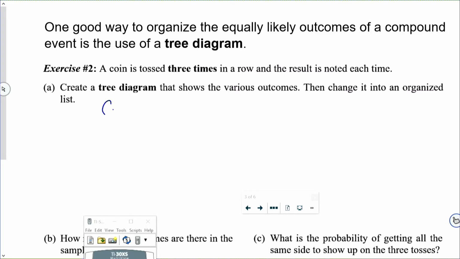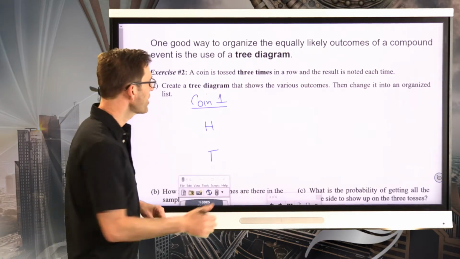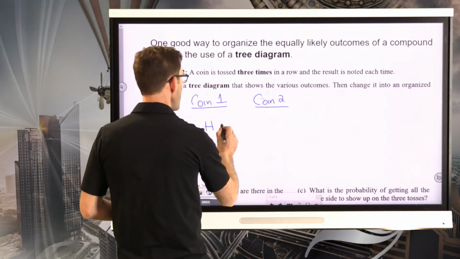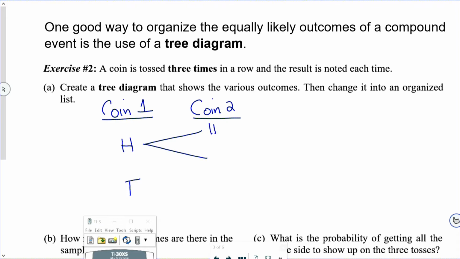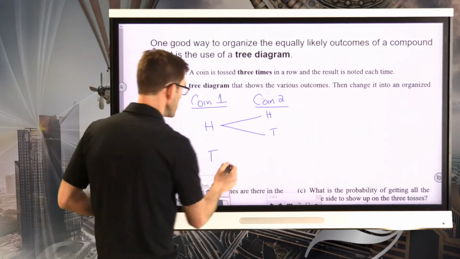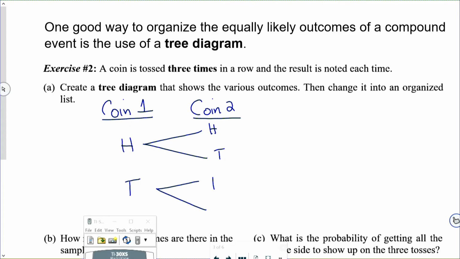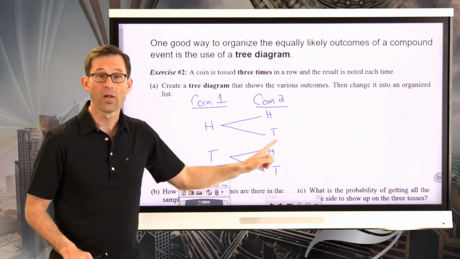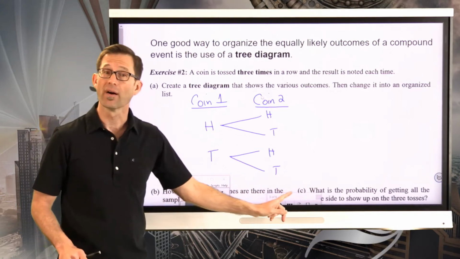Let's say I flip coin 1. I could get a head or I could get a tail. That's it. Now, I think about flipping coin 2. Well, if I got a head on coin 1, I could get a head or a tail on coin 2. But if I flipped a tail on coin 1, I could get a head or a tail on coin 2. So by this point, there are actually 4 outcomes: head, head; head, tail; tail, head; or tail, tail.